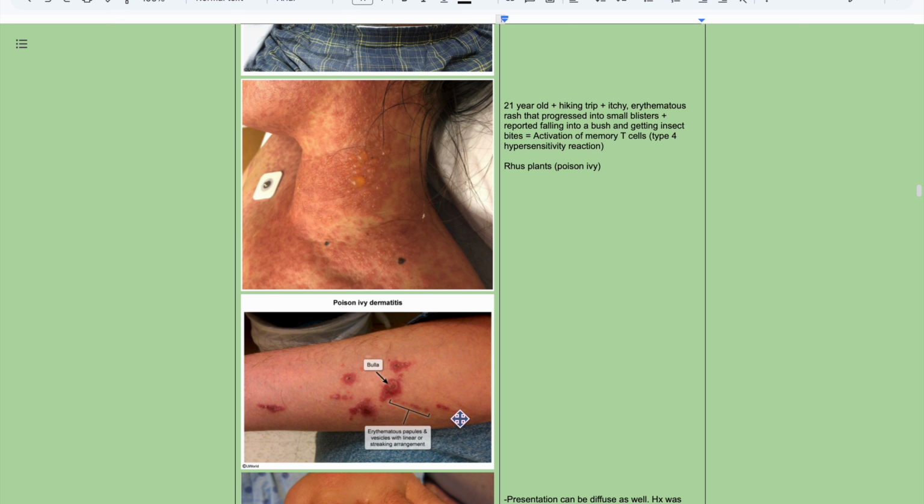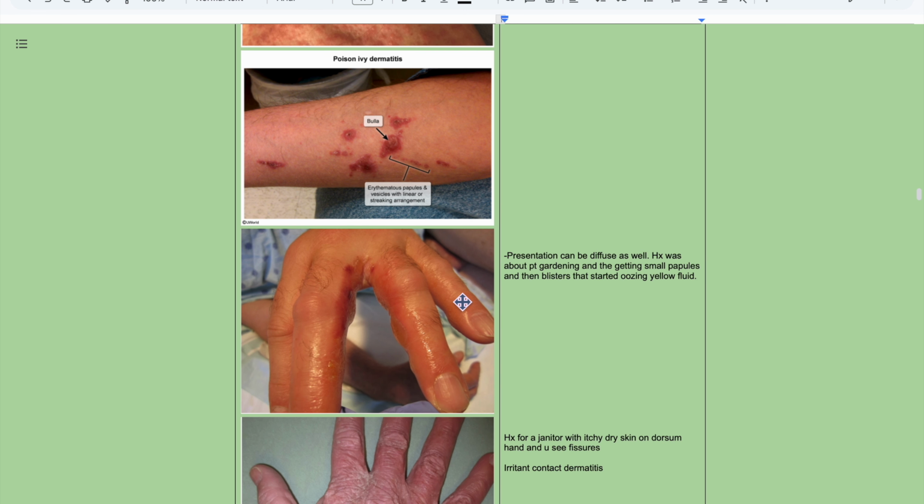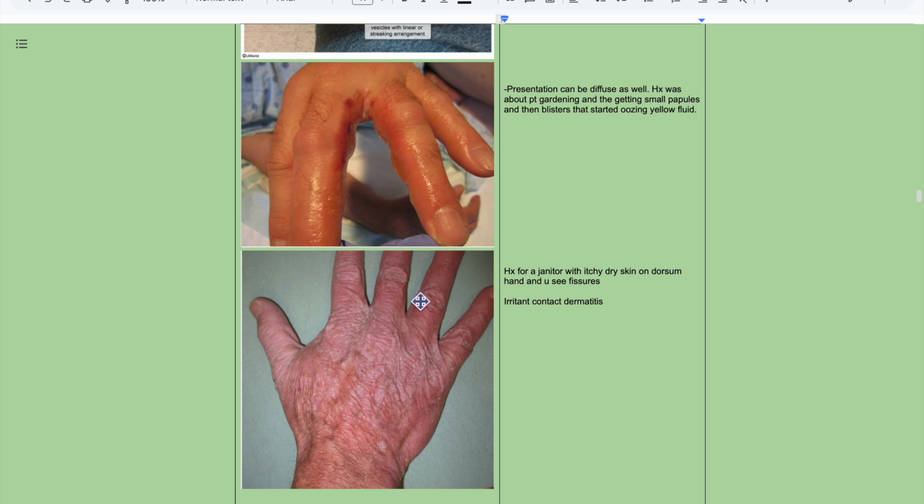The erythematous papule, you see a little line, linear streaks over there. Erythematous papule and vesicles in a linear or streaking arrangement. This is a presentation, can be diffuse as well. History was about a patient gardening and then getting small papules and then blisters that started oozing yellow fluid. Here, history was for a janitor with itchy dry skin on the dorsum of the hand, and you see fissures. It was irritant contact dermatitis.